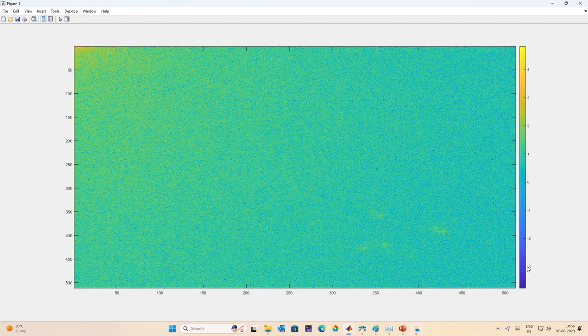So, this is 10 to power minus 3 to something close to 10 to power 4. We see that most of the entries are of lower orders of magnitude, 10 to power minus 2 or 10 to power minus 3, and the entries corresponding to the upper left corner are very large, of the order of 10 to power 3 or 10 to power 4. As you go deeper into the image, the quantities become smaller.